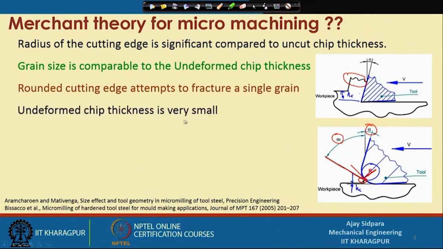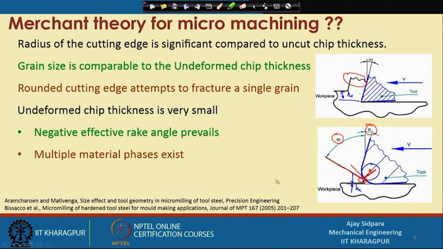So, the undeformed chip thickness is very small, that is what is shown here. Negative effective rake angle, cleavage. This is called the effective negative rake angle, because our nominal rake angle is this one, but when you do machining at micro scale you end up with this angle. So, your actual angle is this one, and that is considered the negative rake angle.